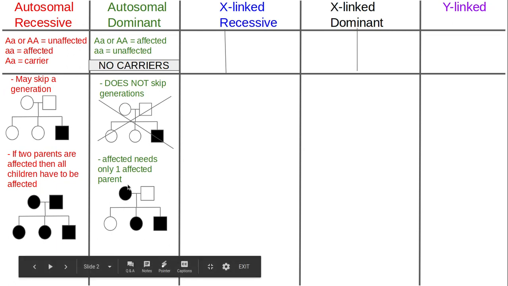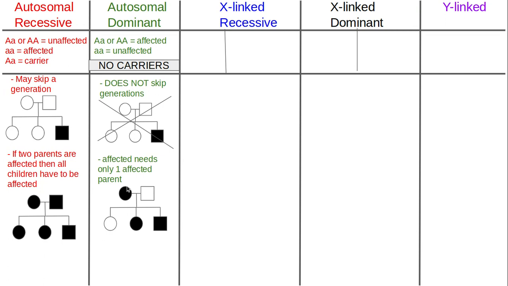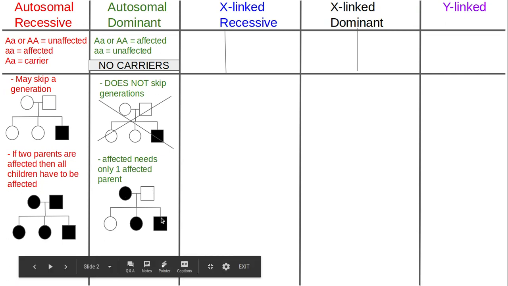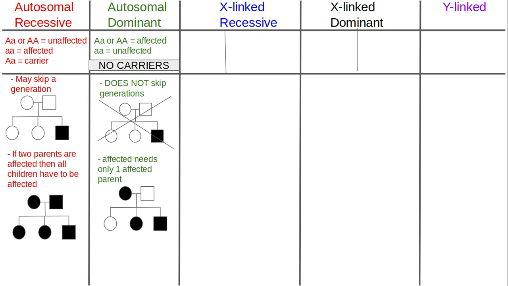What this means is that mom has a dominant gene of big A, dad does not, but it doesn't matter because as long as mom passes that one affected gene on, some of her children will be affected. So that is autosomal dominant and autosomal recessive. We're now going to look at X-linked, in recessive and dominant.